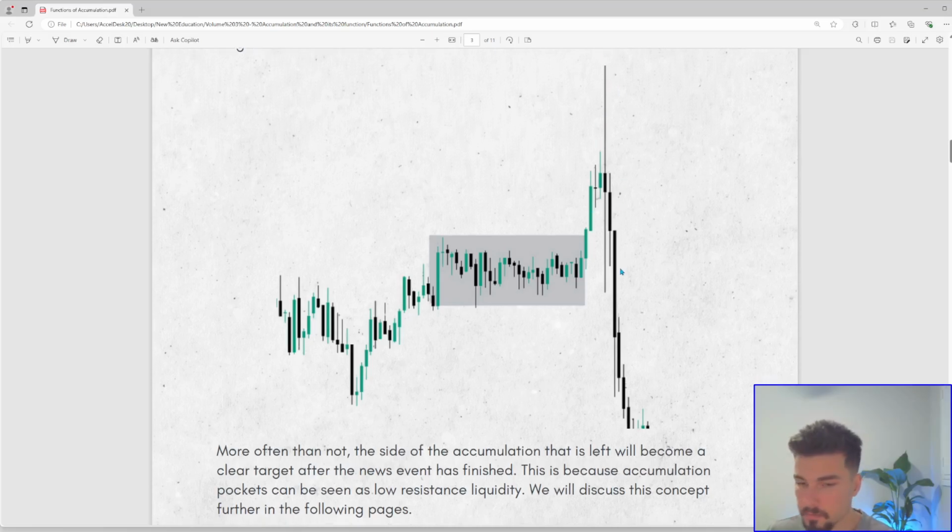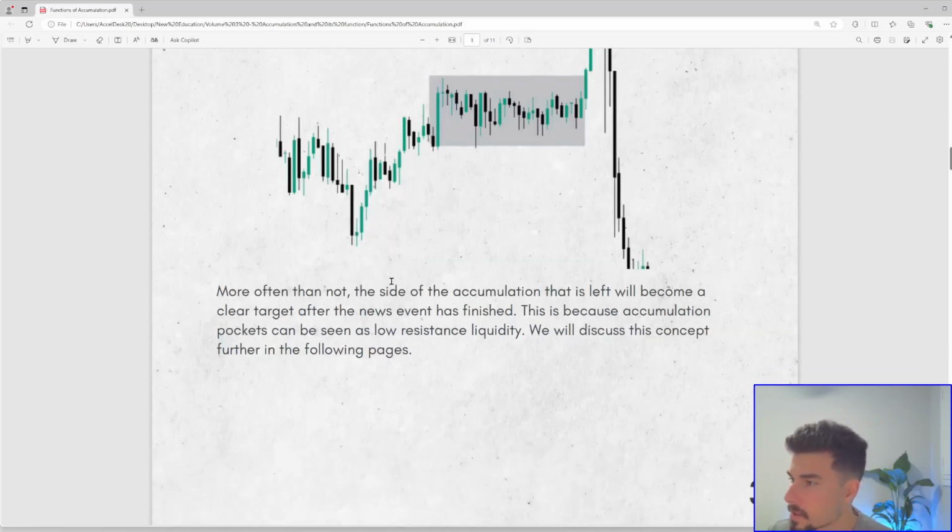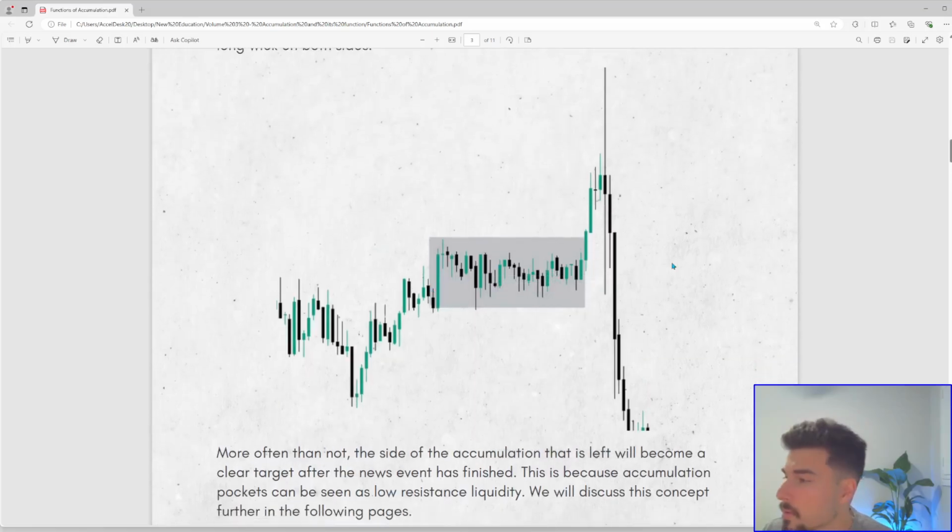Now, to extend on the function of this particular accumulation, I've seen this play out time and time again. More often than not, the side of the accumulation that is left will become a clear target after the news has finished. This is because accumulation pockets can be seen as low resistance liquidity. Really important. We're going to discuss this concept in the following pages. Let's get into a little more detail.